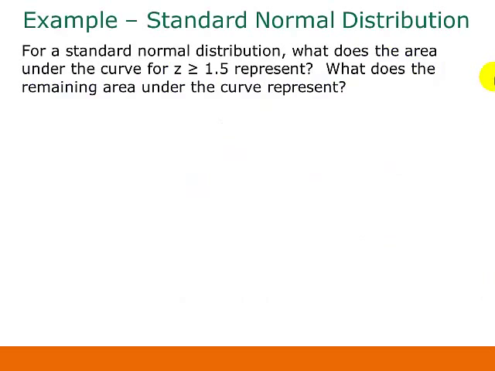Here's an example with the standard normal distribution. For a standard normal distribution, what does the area under the curve for z greater than or equal to 1.5 represent? What does the remaining area under the curve represent?